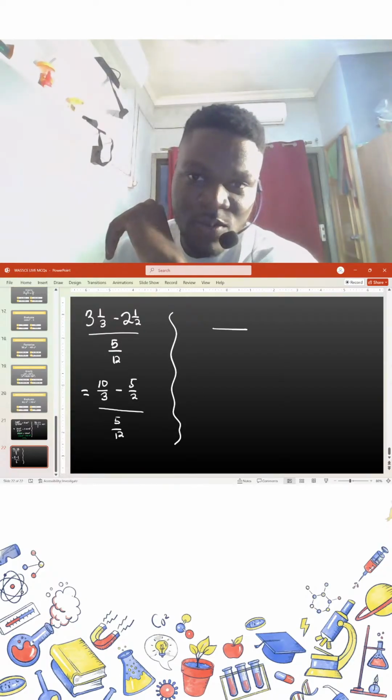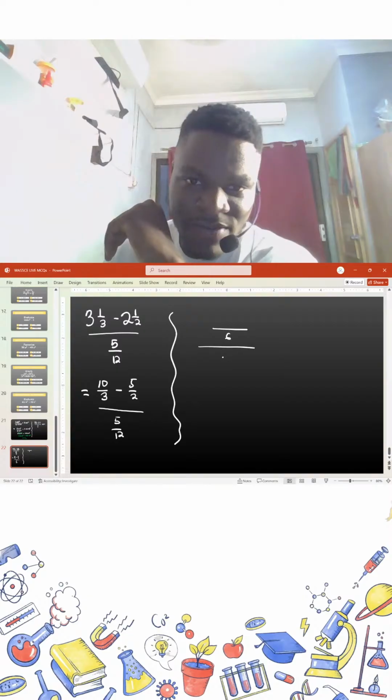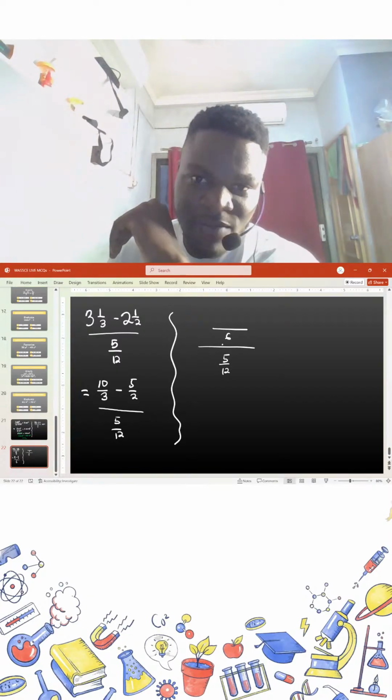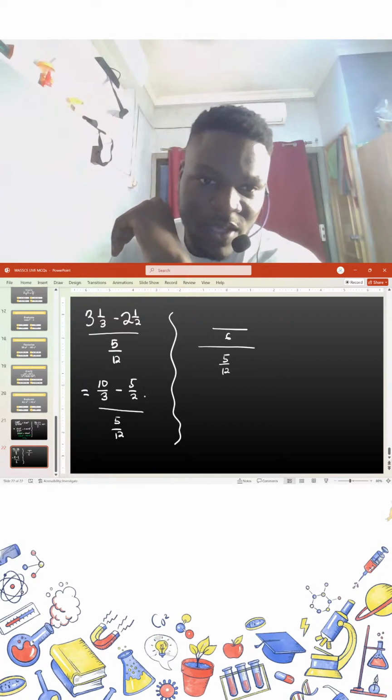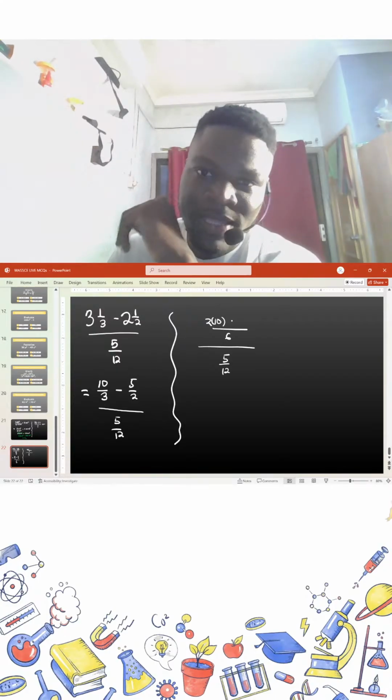So I will have at the numerator the LCM, 6. Mind you, have a bigger division and then the 5 over 12 over here. I'm just maintaining what I have over here. Okay, so I'm now solving the top. Now the 3 over here will go into the 6 2 times, and that 2 will multiply the 10 at the top over here. So it becomes 2 multiplied by 10.